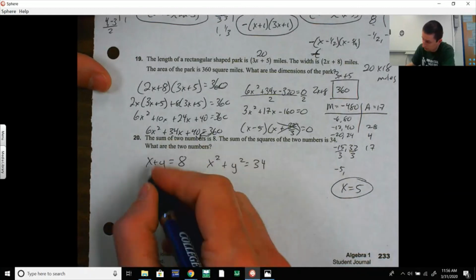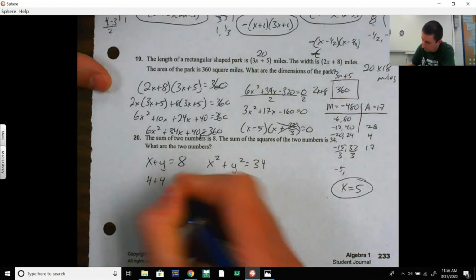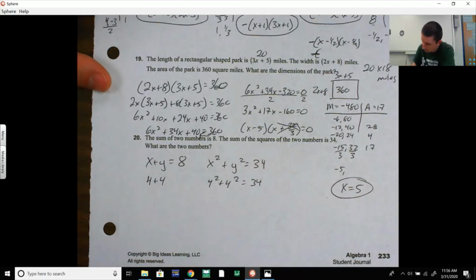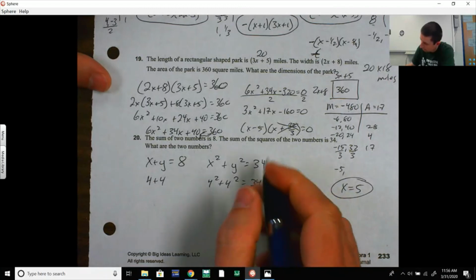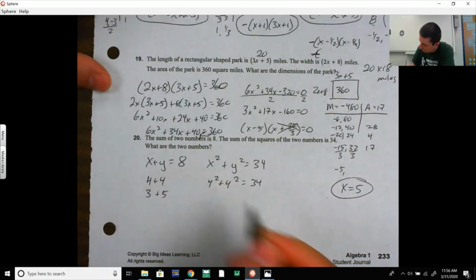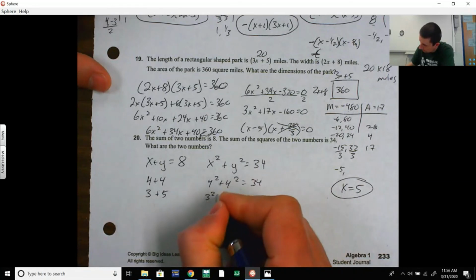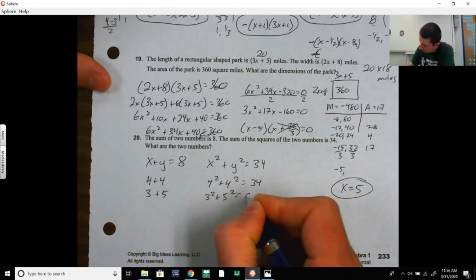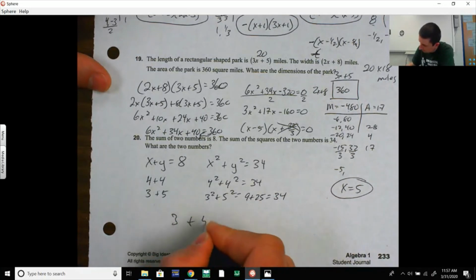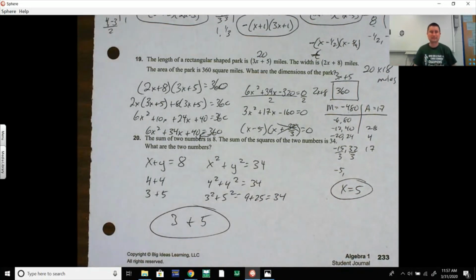So like if I do 4 and 4, 4 plus 4 is 8. 4 squared plus 4 squared, does that equal 34? Well, that'd be 16 and 16, that equals 32. No. Let's go on one either side. What about 3 and 5? What's 3 squared plus 5 squared? So that's 9 plus 25. Hey, that's 34. So 3 and 5. Guess and check. That always works, sometimes.